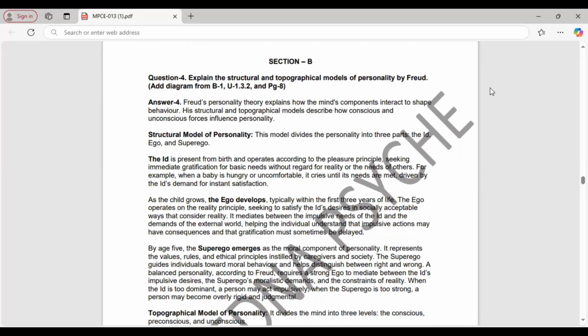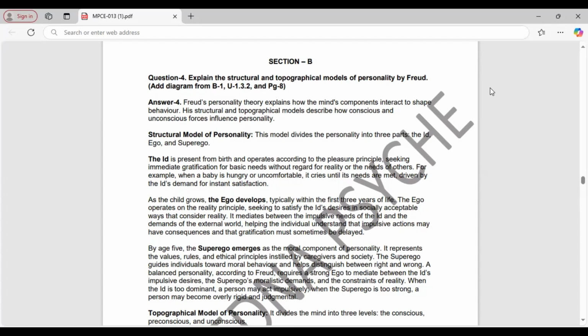Section B, question 4, explain the structural and topographical models of personality by Freud. Freud's personality theory explains how different components of the mind shape behavior through structural and topographical models. Structural model of personality. This model consists of three parts, the id, ego and superego.